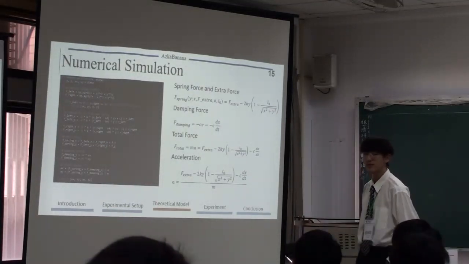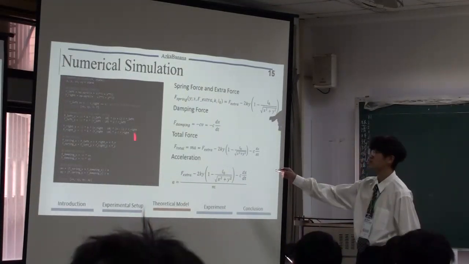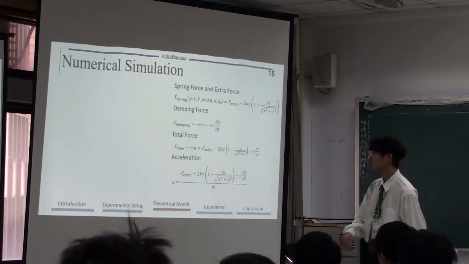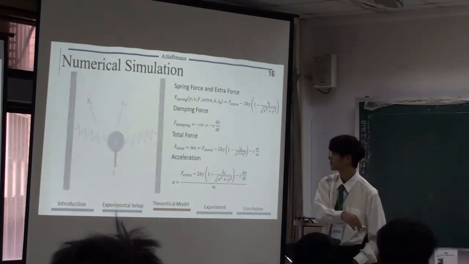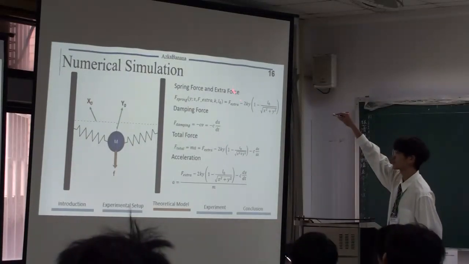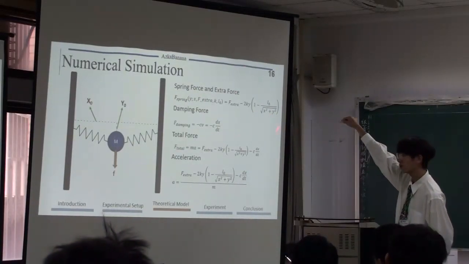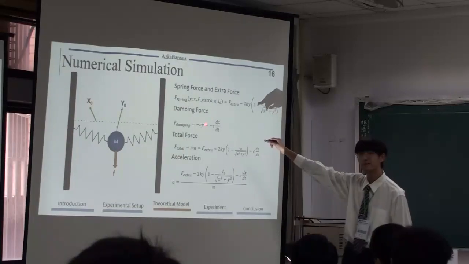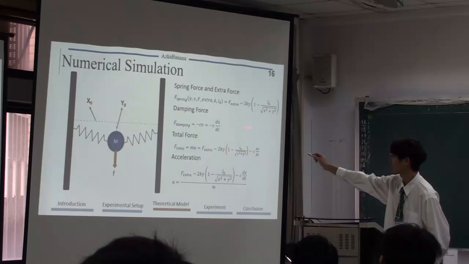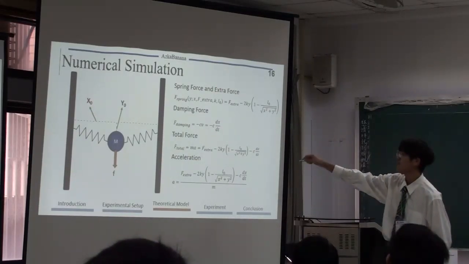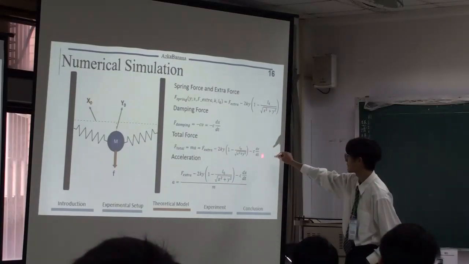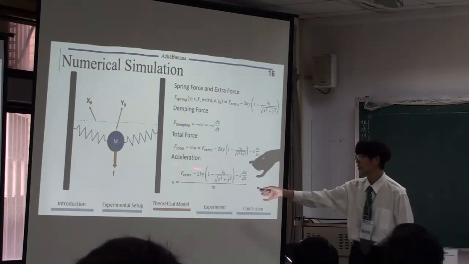Now, I did some numerical simulation which uses Python as an assistant. So, this page. Now, I have discussed the spring force and the extra force, which is this formula. Please take a look at it. The damping force that I talked about previously. And the total force will be calculated with this formula, which is the damping force and the spring force. But as we have known, the damping force and the spring force are in opposite directions, so this is a minus. And the acceleration can be calculated with this formula.